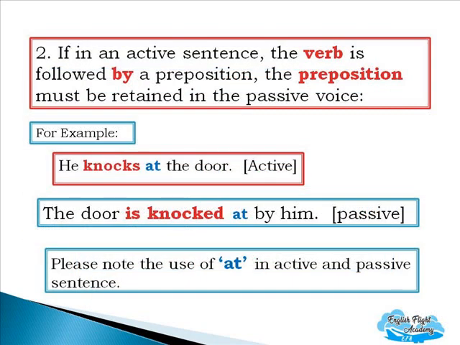The second point is, if in an active voice the verb is followed by a preposition, the preposition must be retained in the passive voice. Even I explained this point in the previous videos. If you watch them carefully, this point is an important point. The preposition remains intact. "He knocks at the door" is the active voice, and when we change it into passive voice, "The door is knocked at by him." Look at that "at," which is a preposition which is not going to be separated from the verb. So please note the use of "at" in active and in passive sentences.